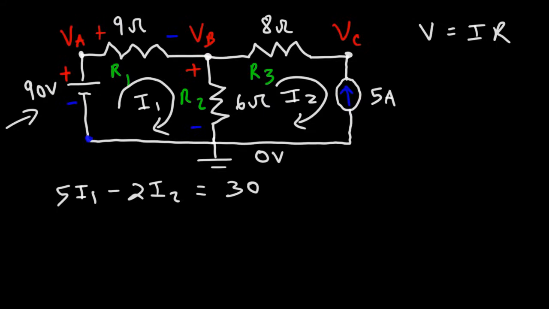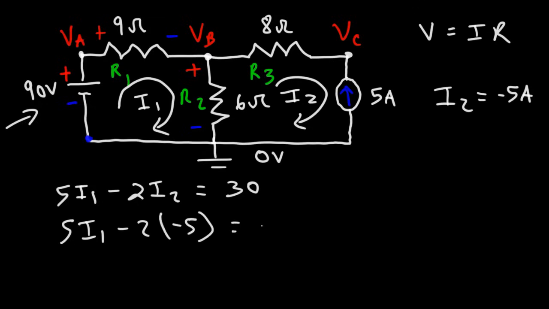Now, what is the value of I2? I2 is going in the clockwise direction, but we have a current of 5 amps going in the counterclockwise direction. So therefore, I2 is not 5, rather, it's negative 5 amps, because it's opposite to the actual direction of the current. So we can replace I2 with negative 5 amps.